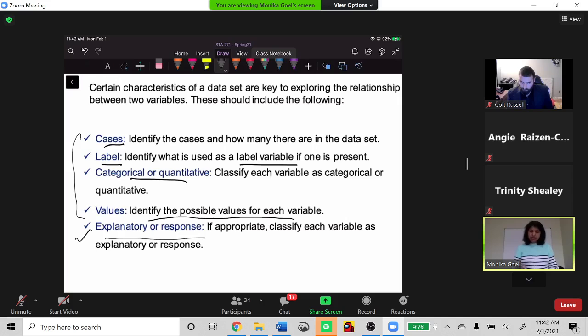And now we are adding explanatory or response variable. If appropriate, classify each variable as explanatory or response. So first try to find out, is this explanatory or response? This is the fifth part that we are learning in chapter 2.